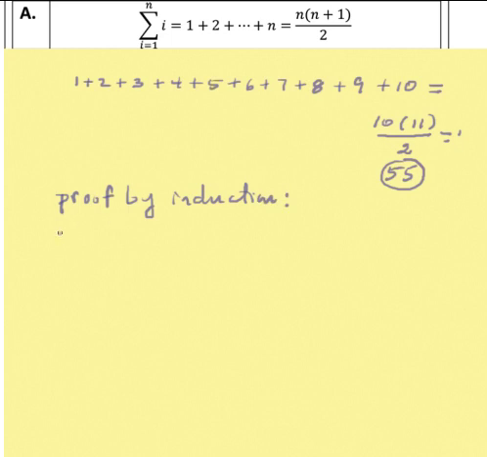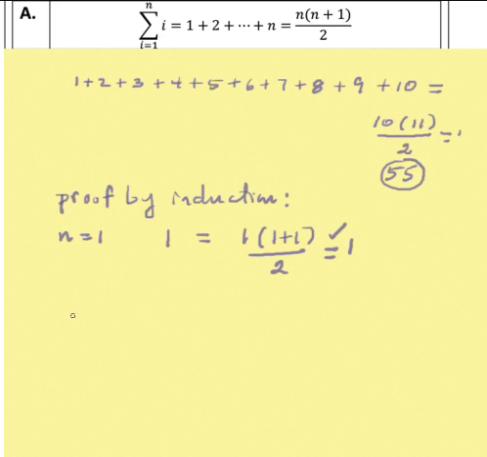Okay, so here we go. So first, for n equal 1, well, that's easy. That would just be 1. Now is 1 equal to 1 times 1 plus 1 over 2? Yes, it is. So we're done with the n equal 1 case. Like I said, that's usually easy.